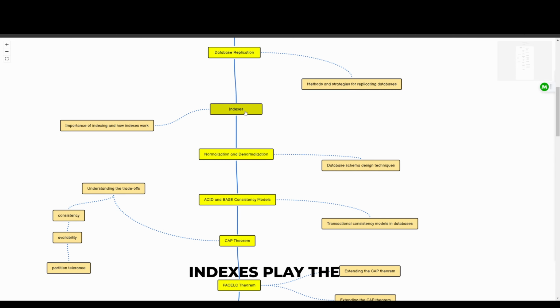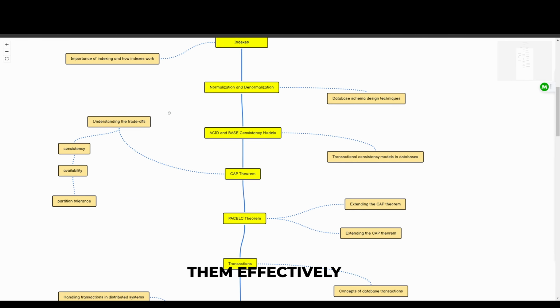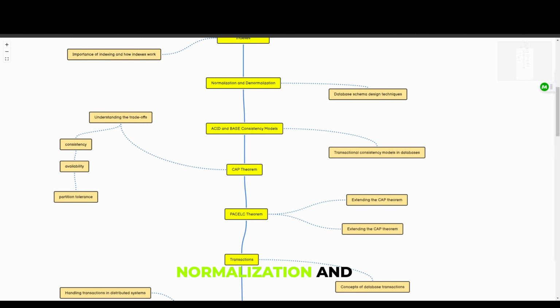Indexes play the main role in optimizing the database performance. We will explore the importance of indexing, how an index works, and how to implement them effectively. Then we can move into normalization and denormalization. Schema design is critical for database efficiency. In this section, we will discuss normalization and denormalization techniques to optimize your database schema design.